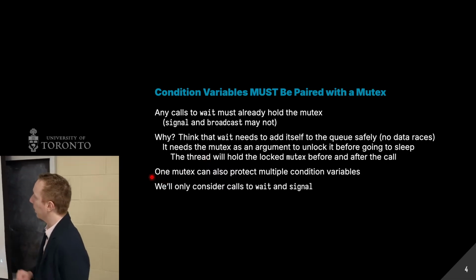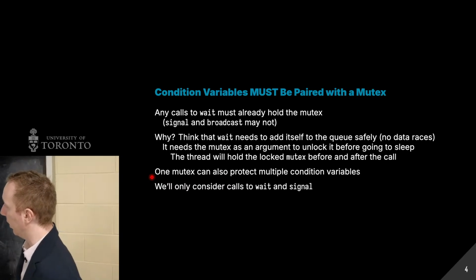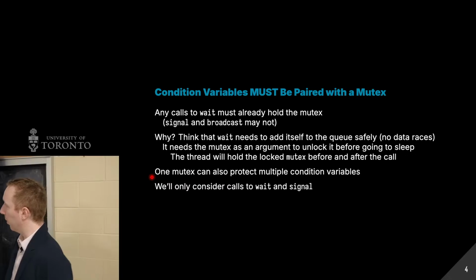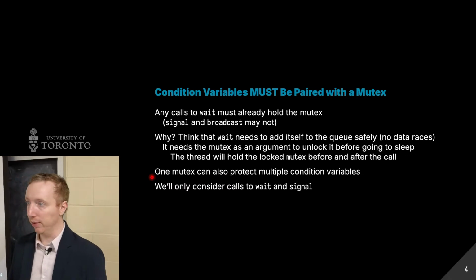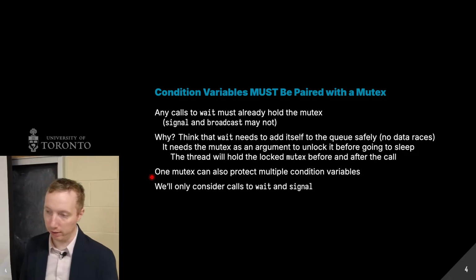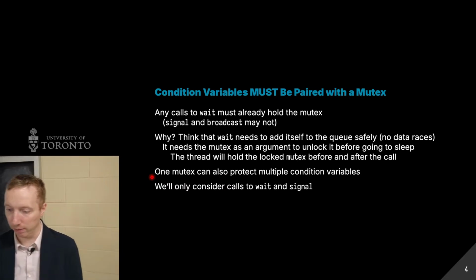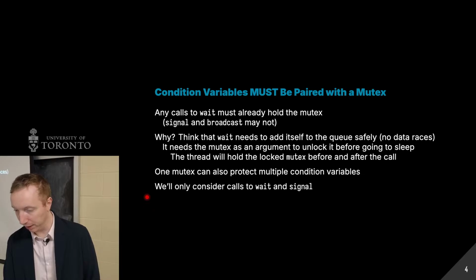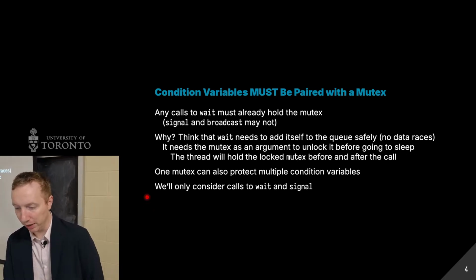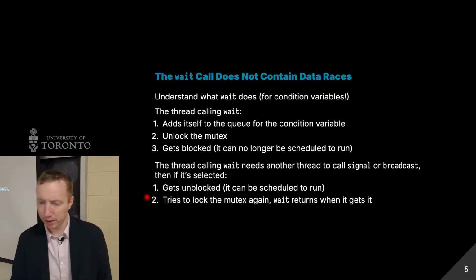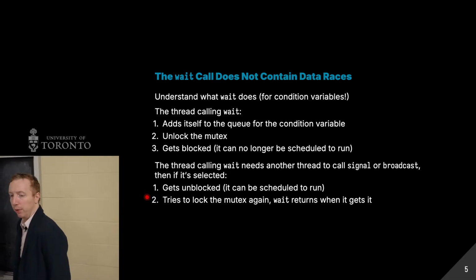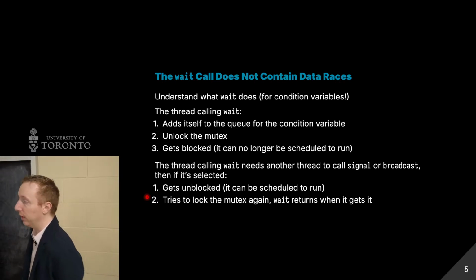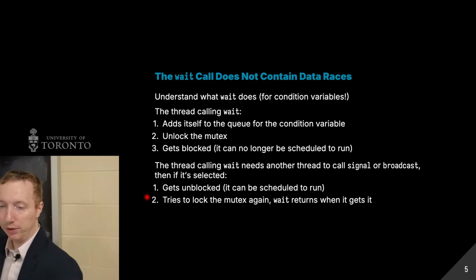When you write this, one mutex can also protect multiple condition variables. Generally, your mutex is protecting against data races on some variable, and you're checking some value of that variable. So for this, we'll just consider calls to wait and signal. You could imagine broadcast when we're done. So the wait call, again, does not contain any data races. So you need to understand what wait does for condition variables.